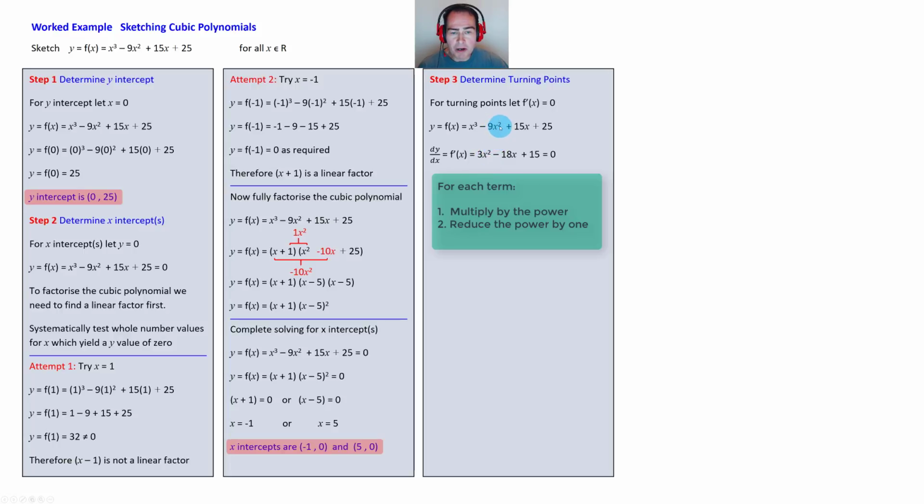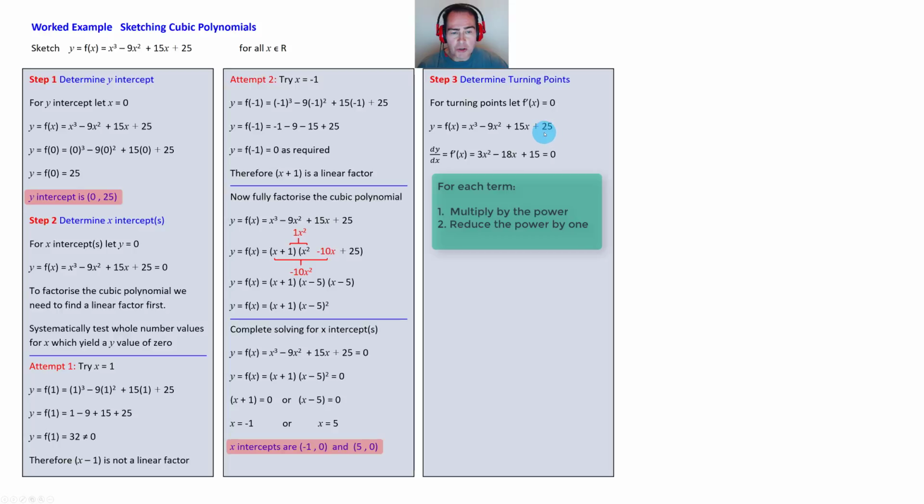Likewise, the term derived from minus 9x squared is we multiply the 9 by the 2 to give negative 18, and reduce the 2 by 1 to give x to the power of 1, which doesn't need to be shown. The 15x is like 15x to the power of 1, so multiplying by 1 just becomes 15. Reducing the power by 1 becomes x to the power of 0, which is itself equal to the number 1 and doesn't need to be shown.